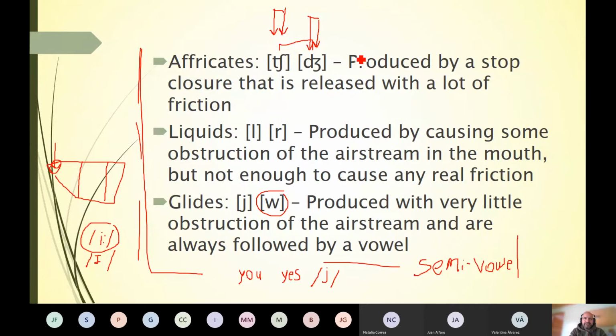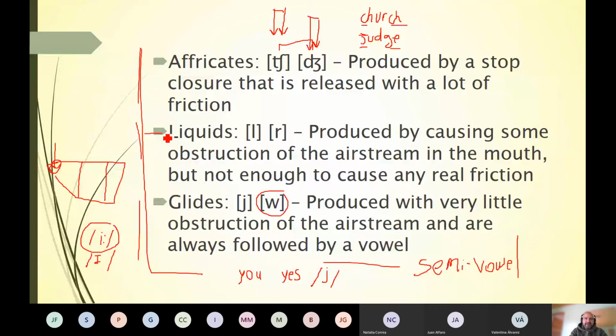Examples, if you remember, church, and if you remember, judge. These are good examples because they have the same sound in initial and in final position. Church, judge have the same sound at the beginning and at the end.